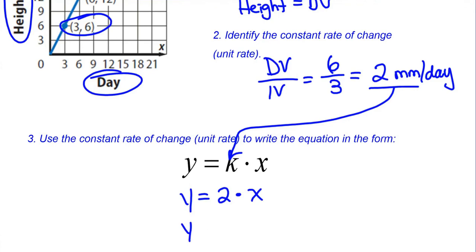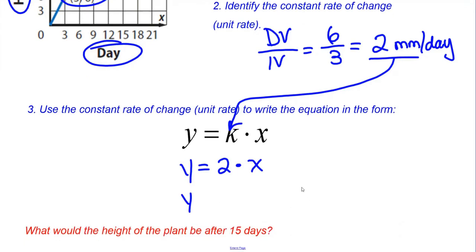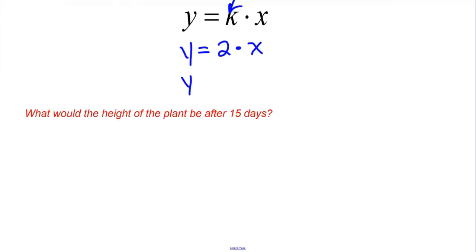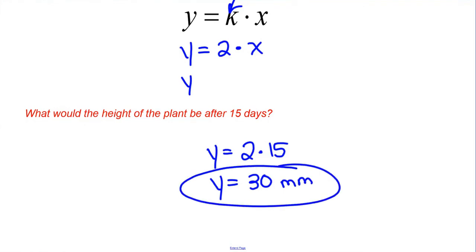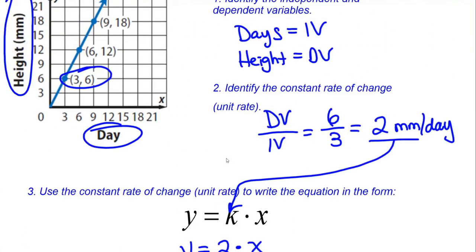And I can use that equation then to find the height of the plant after 15 days. X is days, so 2 times 15. Y equals 30, and that's millimeters. The height of the plant after 15 days would be 30 millimeters.